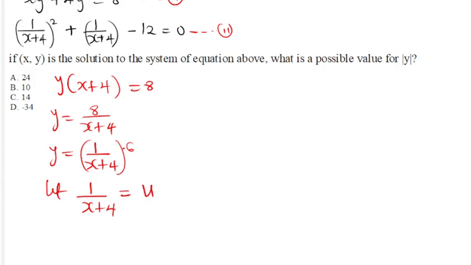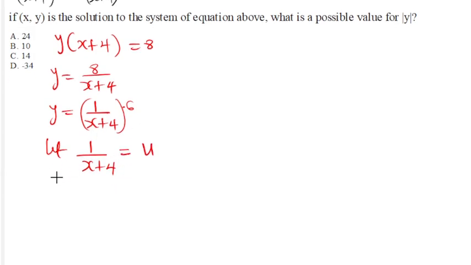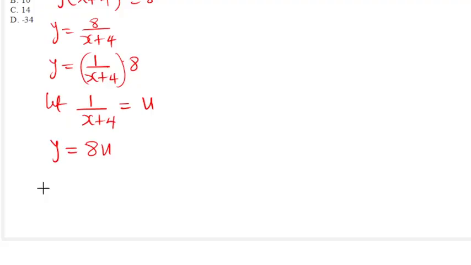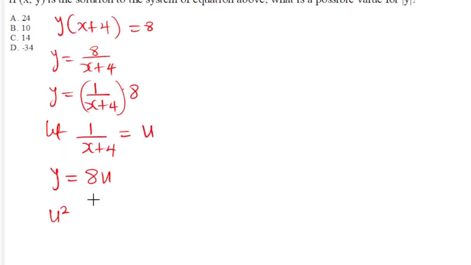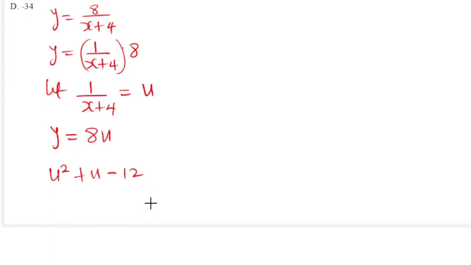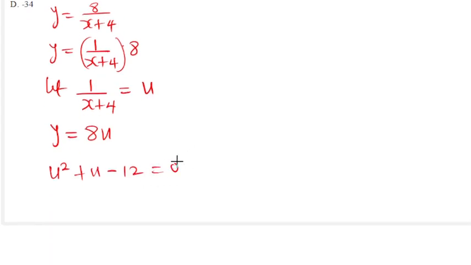Sorry, this is supposed to be 8. I'm still having the first figure in my head. So y is equal to 8u. Then in equation 2, we'll now have u² + u - 12 = 0.